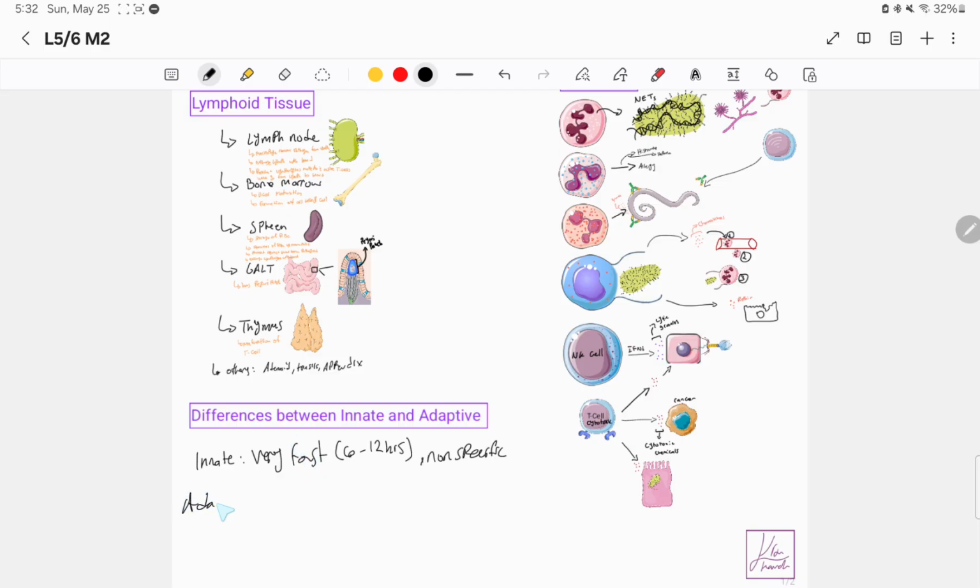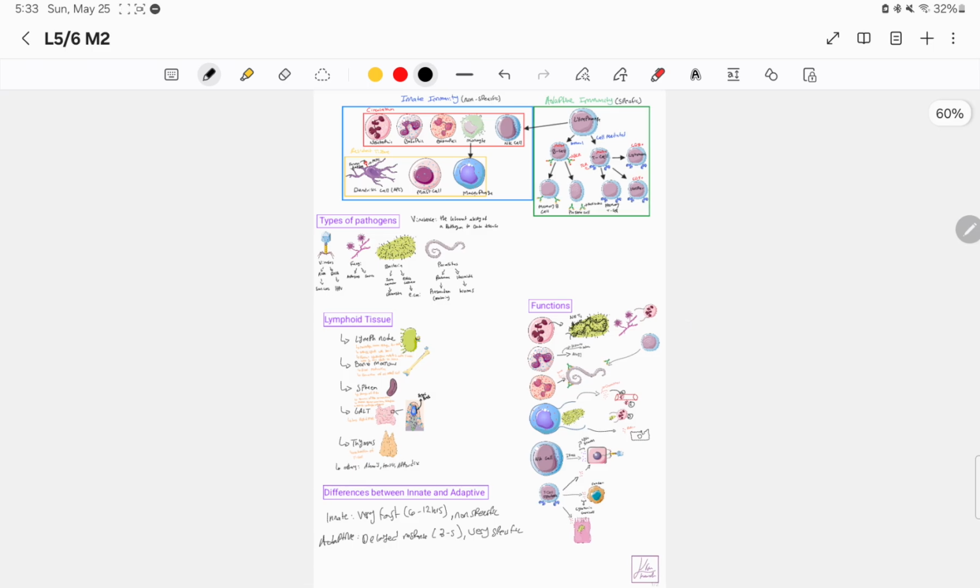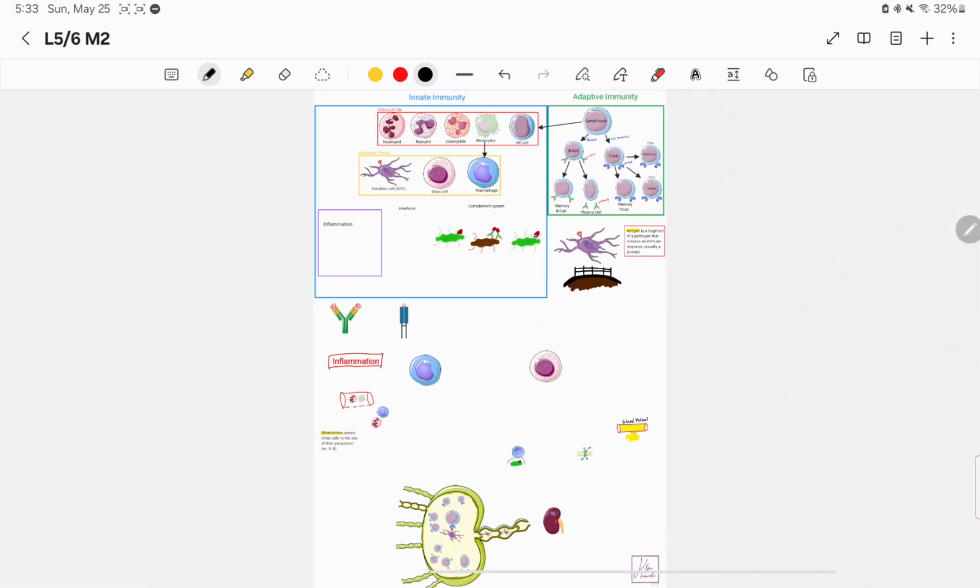Whereas the adaptive, okay, it's very slow. It's a delayed response, at least the first time, where it takes around 3 to 5 days for it to actually become activated, right? And it is very specific, okay, very, very specific. And we'll dig into that a little bit more in the next slide, and how specific it actually is. Okay, now let's talk about this stuff in greater detail.